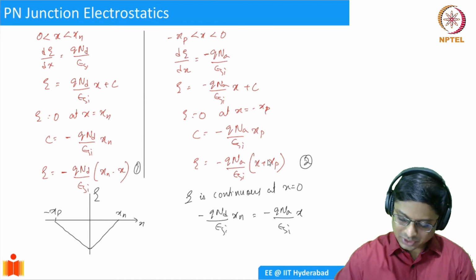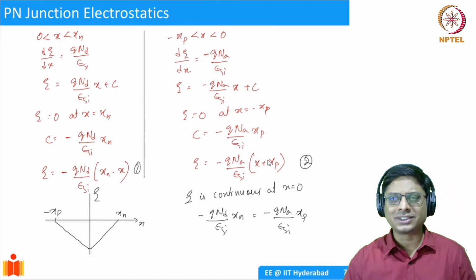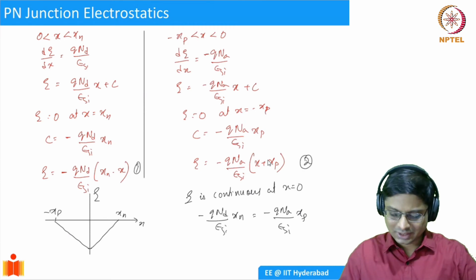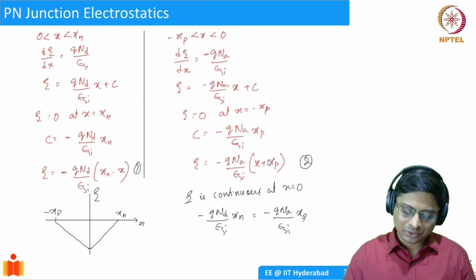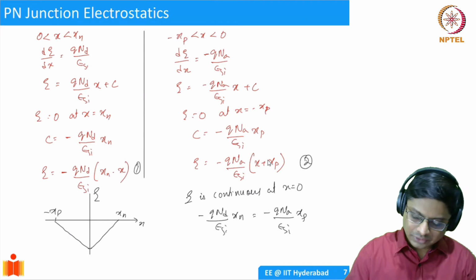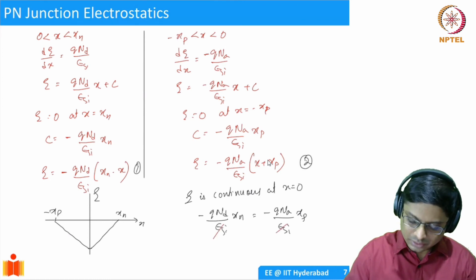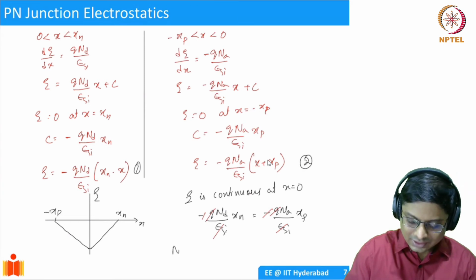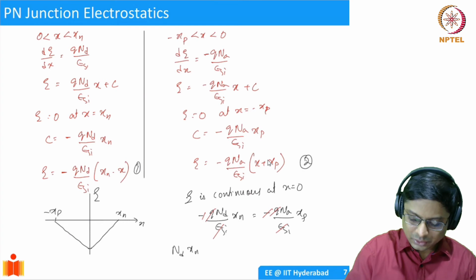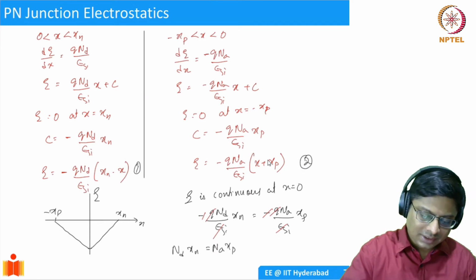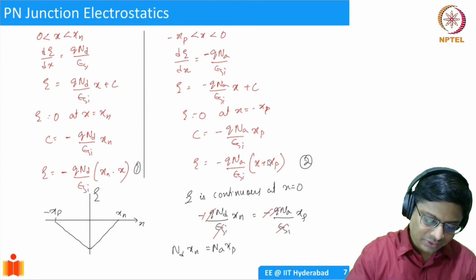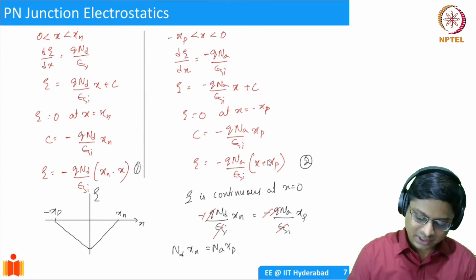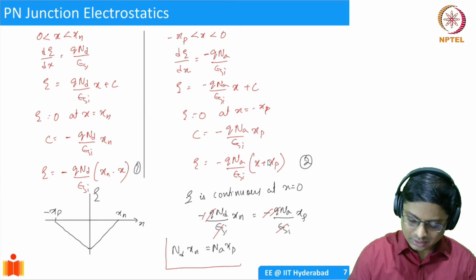Please make sure that you work out these things. These are not complicated math. It's fairly simple algebra, but you should work it out so that you're convinced. Okay, so now these things will go out. So negative charge also goes out. So essentially we are getting a relation which is telling us that ND times Xn is going to be NA times Xp. This is a fairly important relation for you to remember whenever you are analyzing PN junctions.